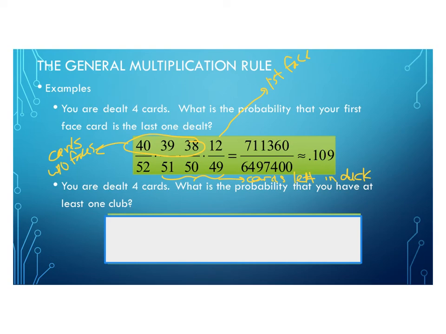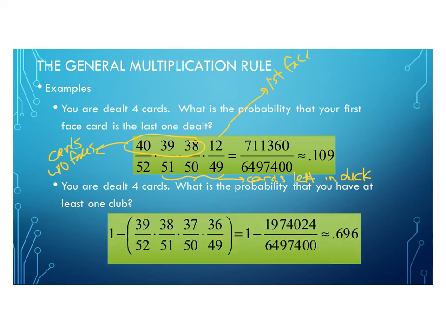Next problem, you are dealt 4 cards. What is the probability that you have at least 1 club? Well, remember with an at least problem, it's a little strange, right? I want to do the opposite of what it says. I know an at least problem means I'm going to do 1 minus the probability of no clubs. If I don't do it this way, I have to find every possible combination and add the sequence together. It's just much easier if we take 100% minus the opposite of what the question is asking.